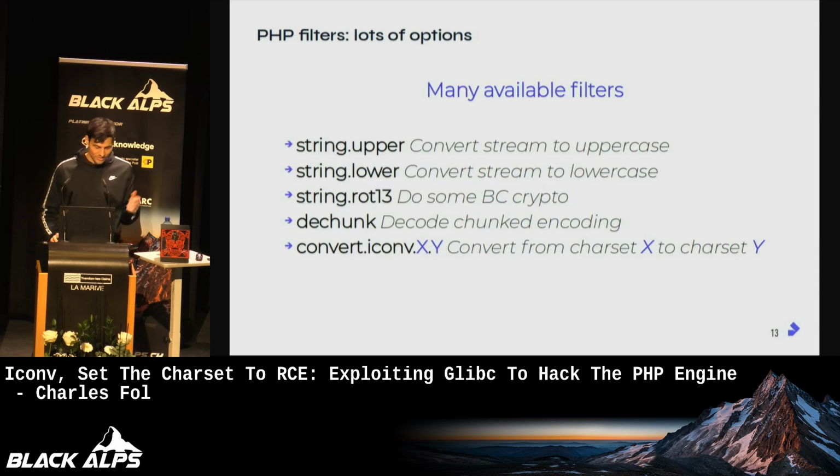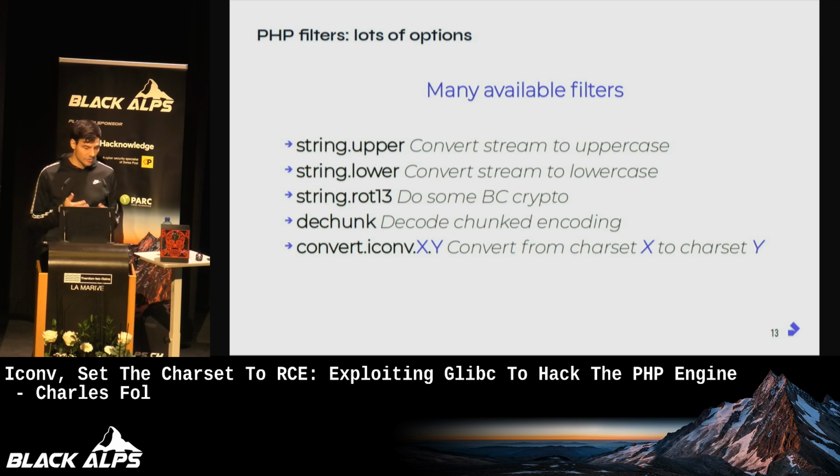which makes for a lot of interesting bugs. But we're going to talk about this a little bit later. So obviously you cannot only base64 encode, you can base64 decode, but you can also put the string in uppercase using string.upper, put it in lowercase. You can do some very old crypto with string.rot13. That's the Caesar encryption. I don't know why it's there. Also there's dechunk. We're going to talk a little bit about that later.